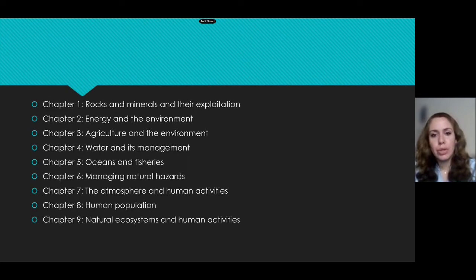Chapter 1, we talk about rocks and minerals and their exploitation. Chapter 2, we talk about energy and the environment. Chapter 3, we talk about agriculture and the environment. Chapter 4, water and its management. Chapter 5, oceans and fisheries. Chapter 6, managing natural hazards. Chapter 7, the atmosphere and human activities. Chapter 8, human population. And finally, Chapter 9, natural ecosystems and human activities. These are the 9 chapters.